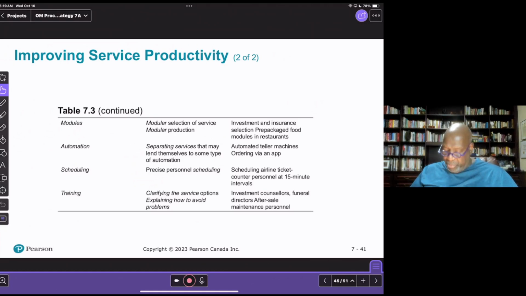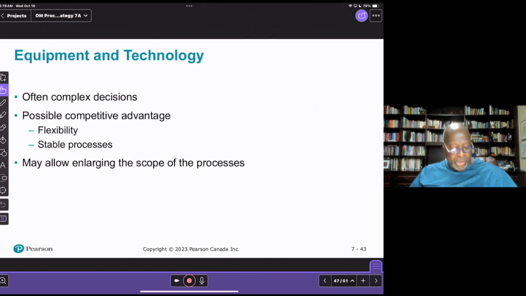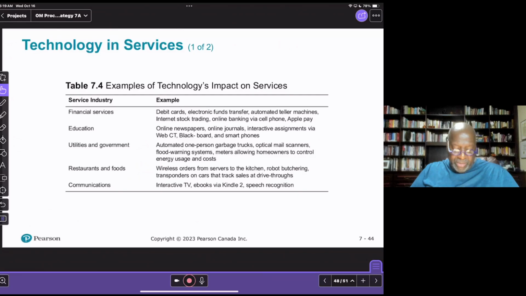Training could also help to improve service productivity as well. All right. So things like laying out your service delivery space, making sure you have the right human resources, using technology, and technology sometimes may have some complex decisions based on the capabilities of that technology. It can sometimes give you flexibility, help to stabilize your processes and give you some competitive advantage. And sometimes technology could actually allow you to expand the scope of the services that you offer, right? We could use technology in various types of services. So look at financial services, for example.